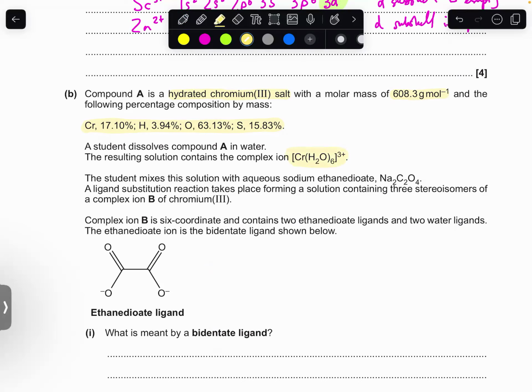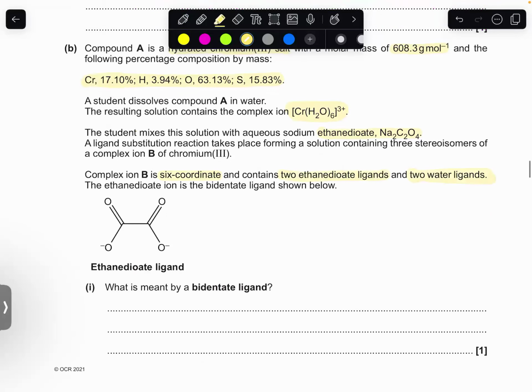The student mixes the solution with aqueous sodium ethanedioate. A ligand substitution takes place, forming a solution containing 3 stereoisomers of a complex ion of chromium 3+. Complex ion B is a 6-coordinate complex. It contains 2 of the ethanedioate ligands and 2 water ligands.